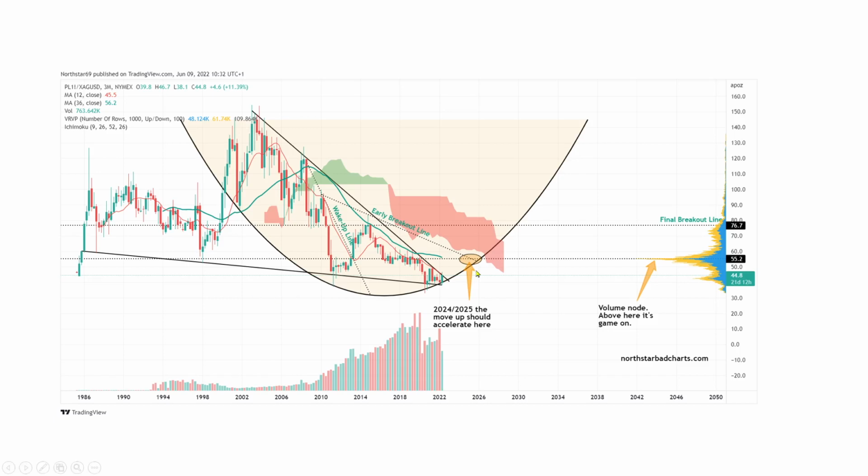This ratio is telling me that we're going to see an outperformance of two very cheap metals, but platinum is even cheaper than silver, and we can see a vast outperformance. We have to break above that volume node. It's game on above that. We are still early, and we still have time.